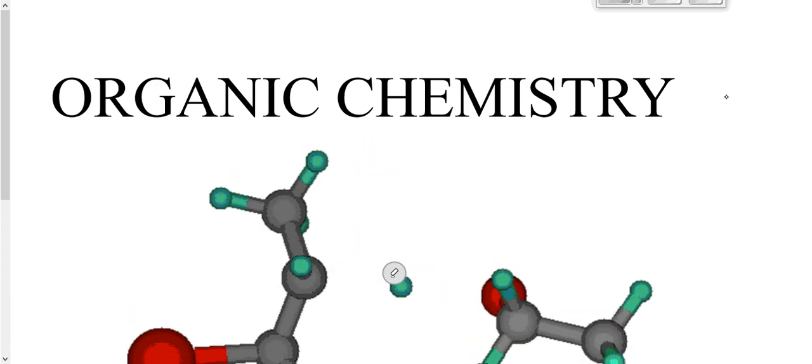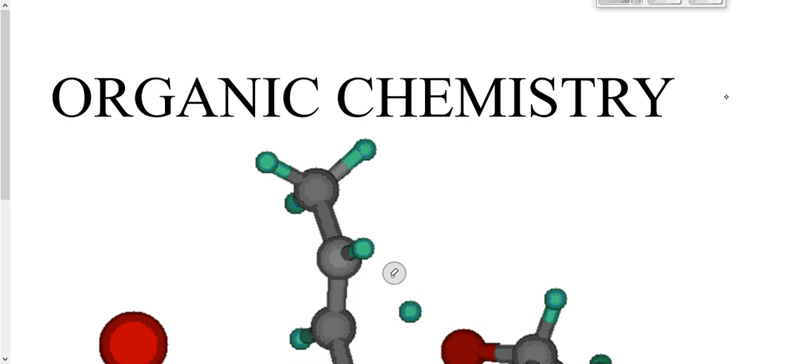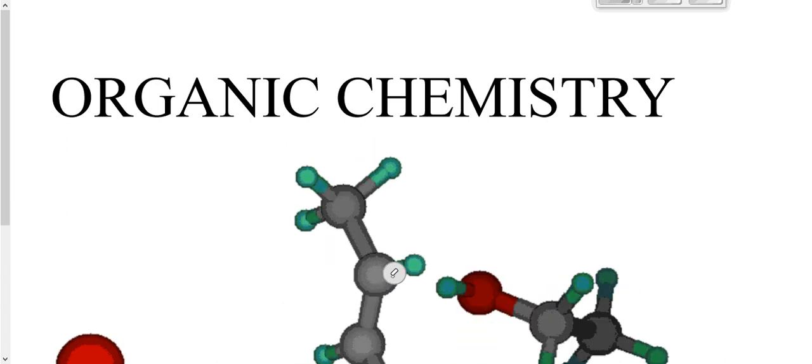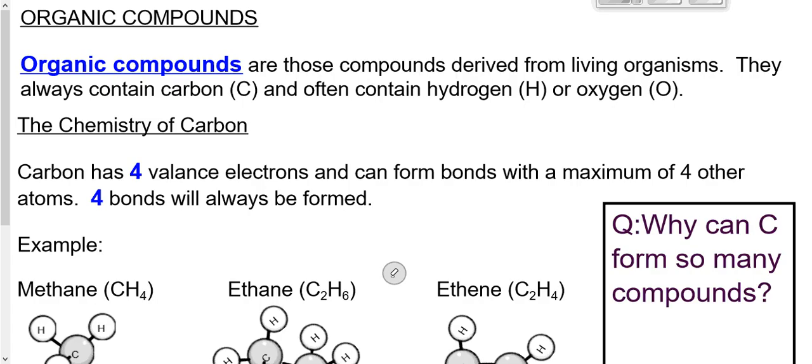We're going to be starting organic chemistry. So organic chemistry is the chemistry of carbon. Organic carbon compounds are any compound that contains carbon atoms. Quite often you're going to find hydrogens or oxygens as well, but you're always going to have, at the very least, carbon. So we're going to want to remember that if we see carbon, we're dealing with an organic compound.